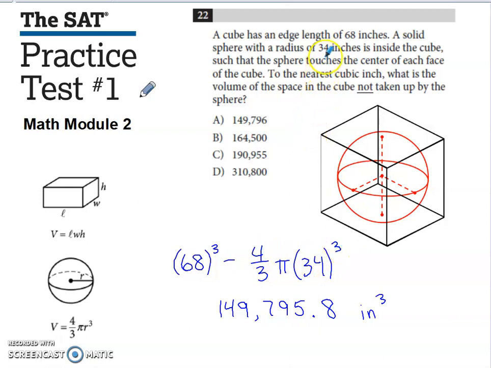I guess you'd have to watch out and make sure that they didn't specify a diameter for you here. So that's always something to be cautious of when you're doing calculations with circles, spheres, and cylinders. Make sure you are dealing with the radius and not the diameter. 34 is the radius. You can go to the calculator with that. I end up with 149,795.8 cubic inches. It says to the nearest cubic inch, so that 0.8 would round up to 149,796 cubic inches.